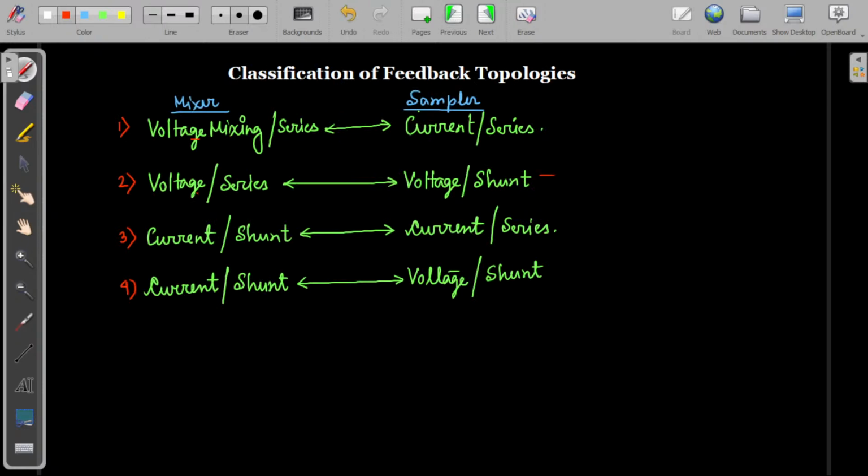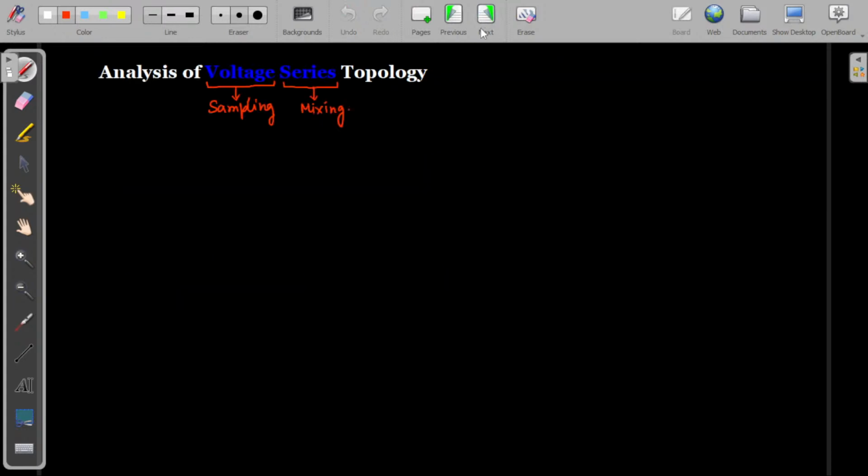So this one will be called as voltage series topology. Series कहाँ से आया? Series is for the mixing part and voltage is for the sampling part. Okay, similarly all these will be named. So first point ये वाला, this is a very important point कि voltage denotes the sampling, series denotes the mixing.